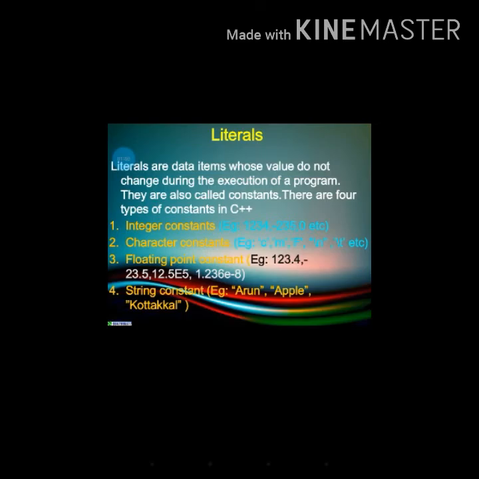Literals. Literals are data items whose values do not change during the execution of a program. They are also called constants. There are 4 types of constants in C++: integer constants, character constants, floating point constants, and string constants.